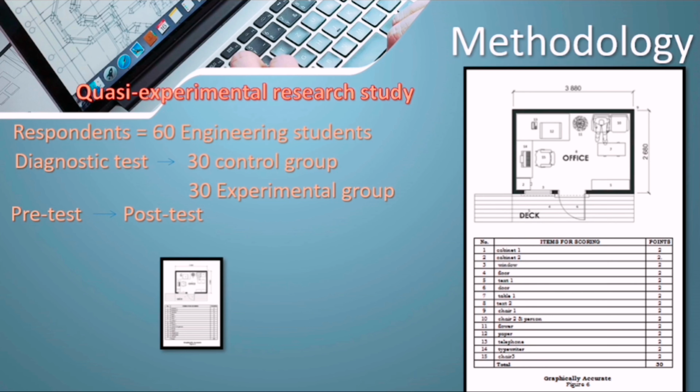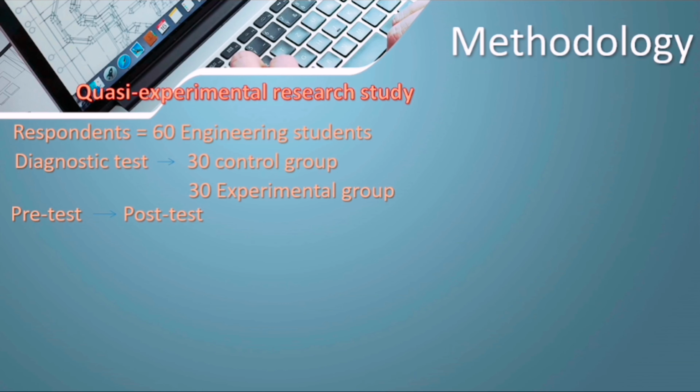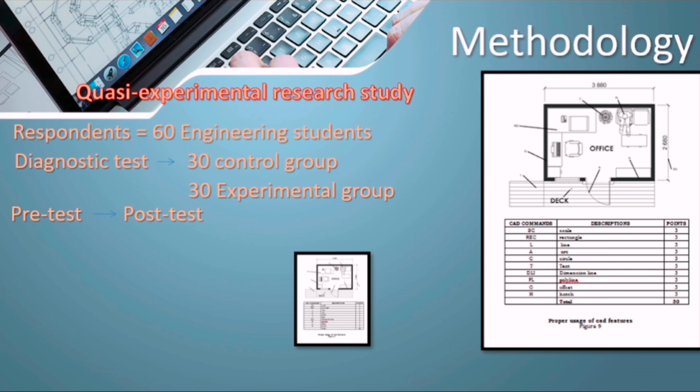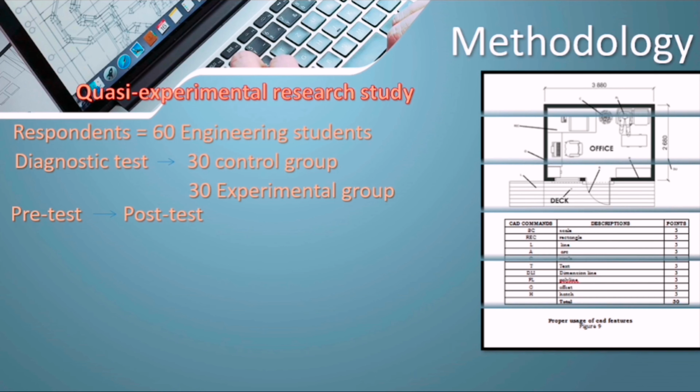So these are for the graphically accurate. If they accurately drew any of this floor plan, they will be scored according to how graphically accurate their drawing is. So those are some of the criteria.